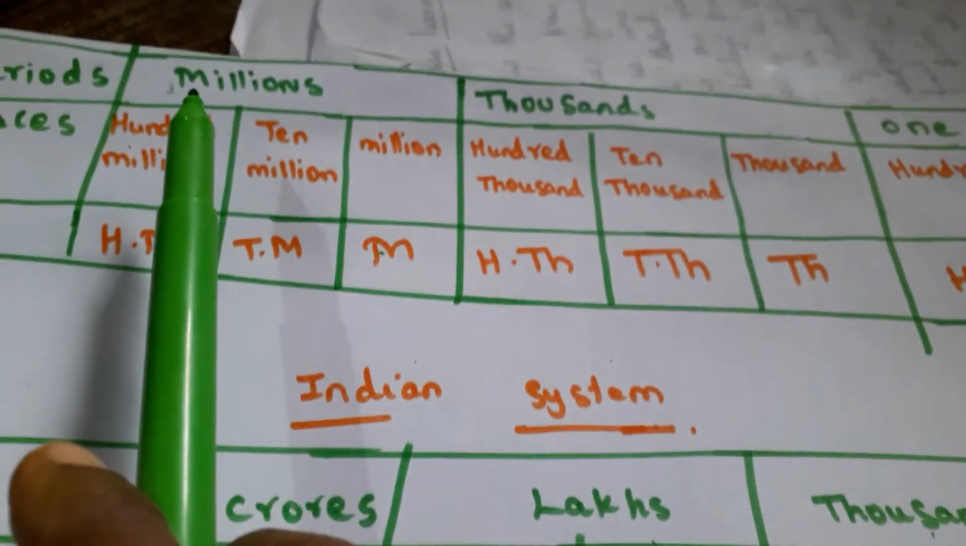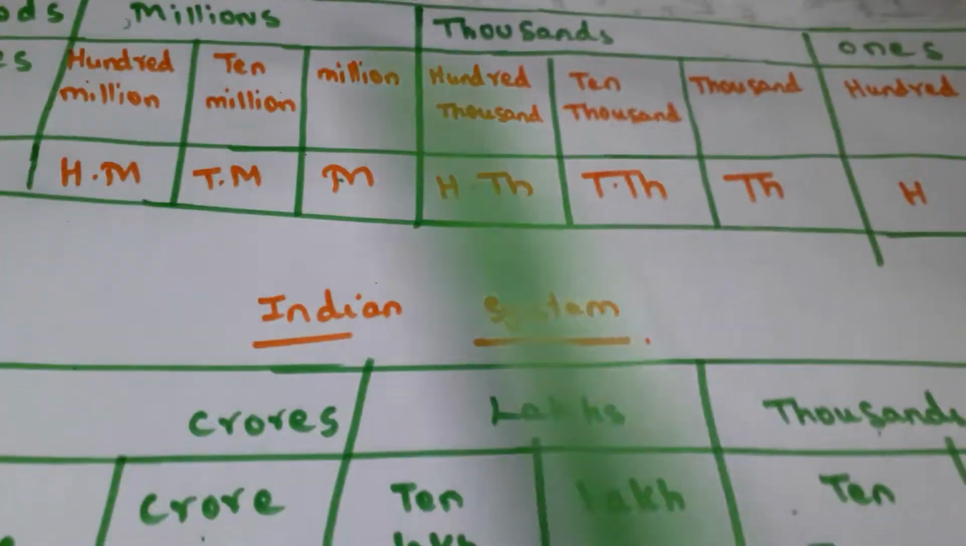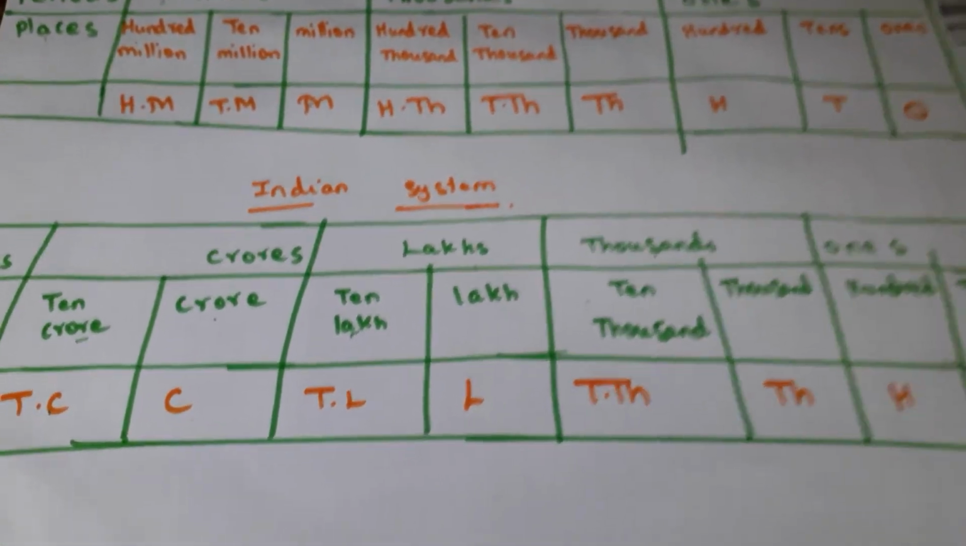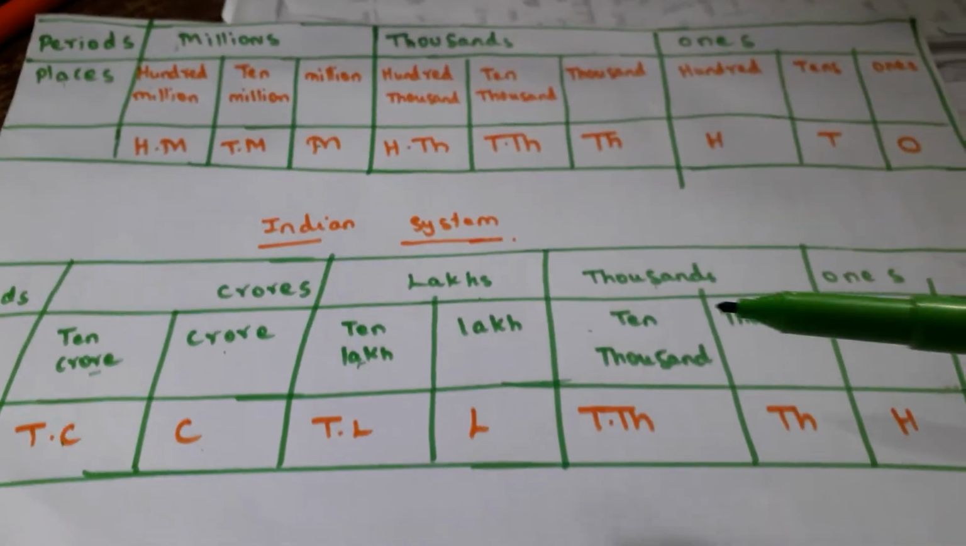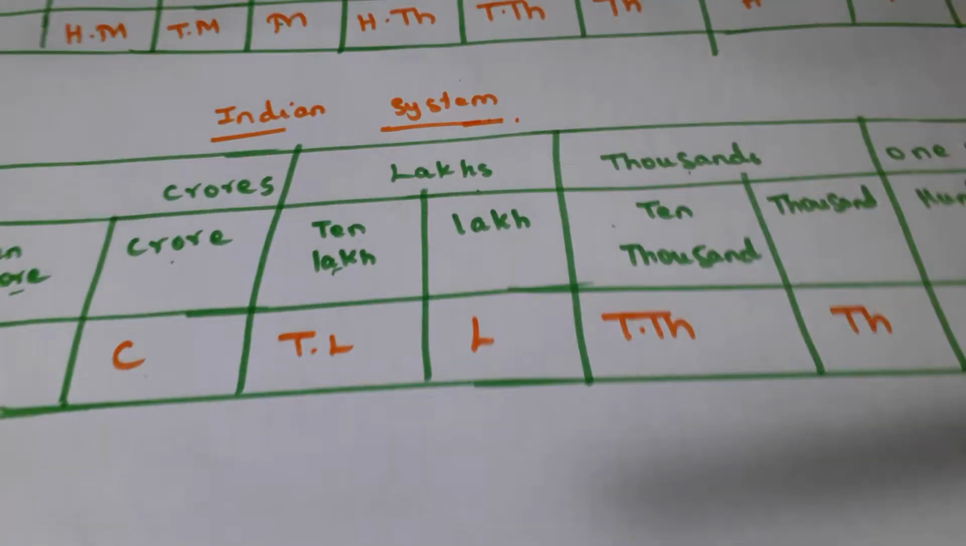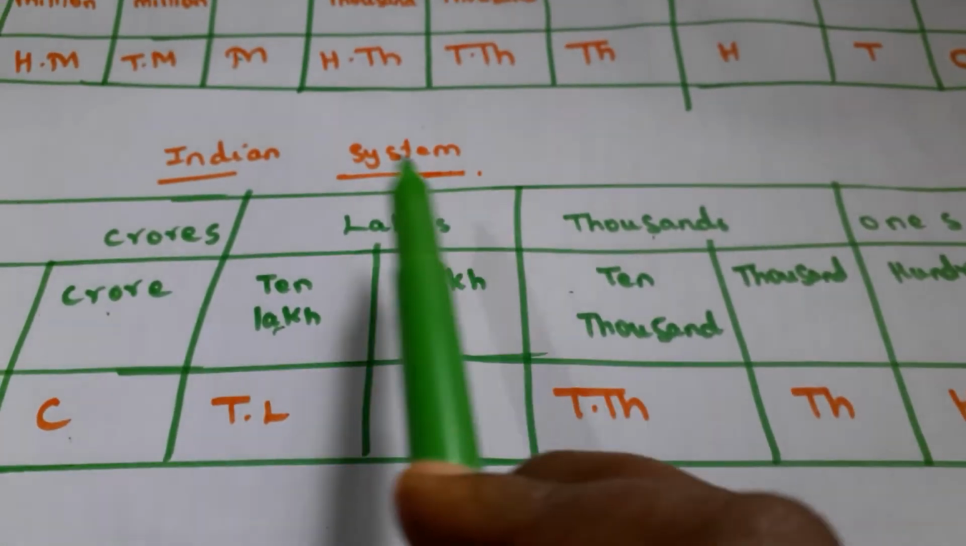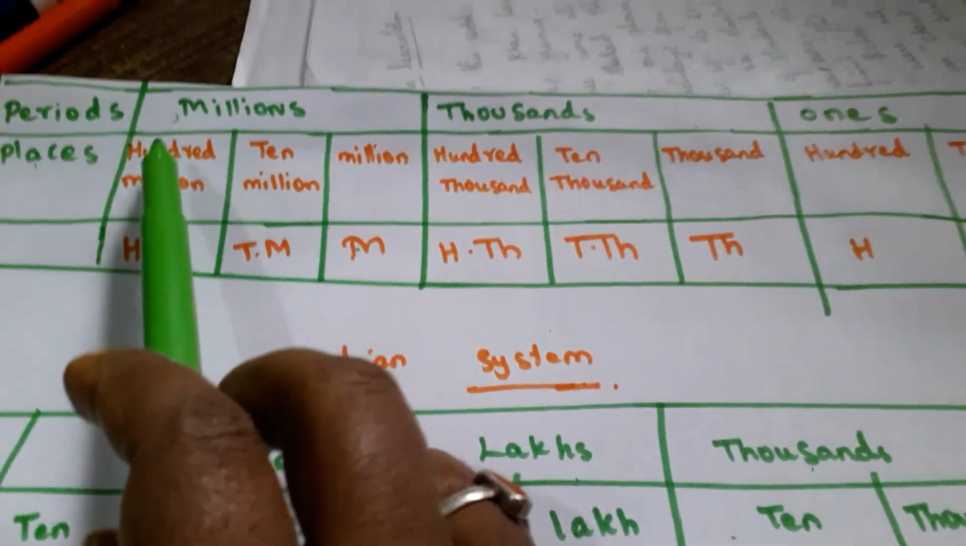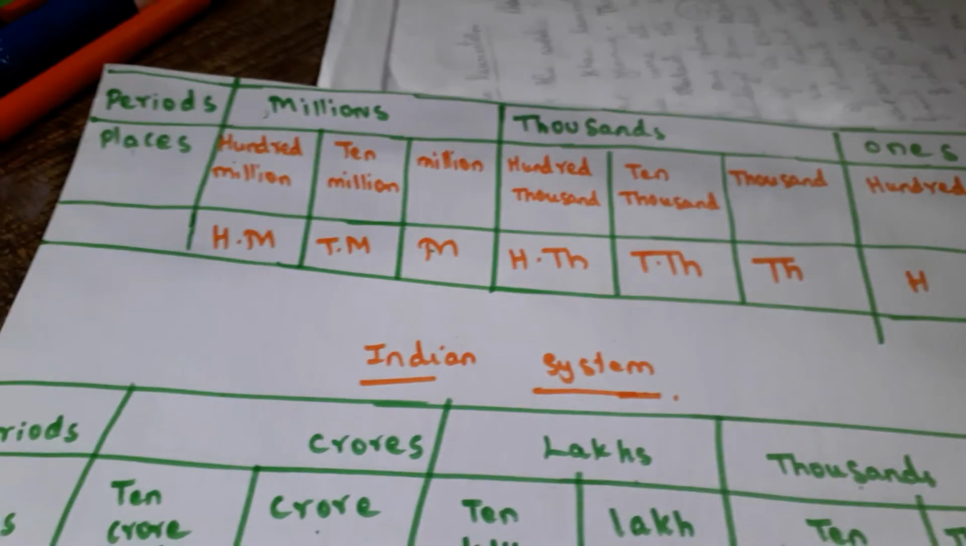And further, after million I have the billions period. You know all that. So now you came to know the difference between the Indian system and the international system. In place of lakhs we are going to replace with millions in the international system.